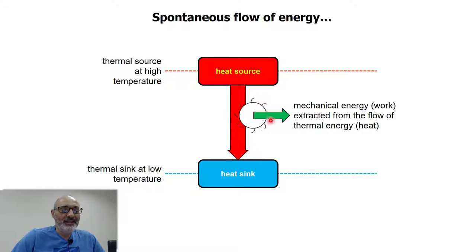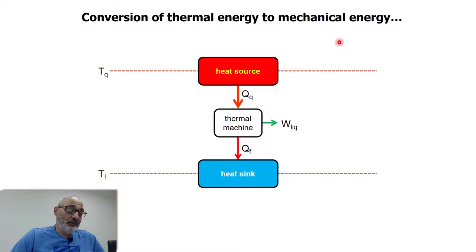And the point is, what we want to show is that it's impossible not to reject some amount of heat. Since we need to do calculations, we have to state some terms here. The temperature of the heat source is going to be TQ. The temperature of the heat sink, the heat absorber, is going to be TF. The amount of heat obtained from the heat source is Q. And the amount of heat rejected to the environment or to the heat absorber is QF. And the surplus exergy is W, leaking in Portuguese.